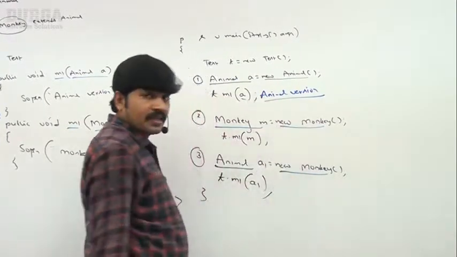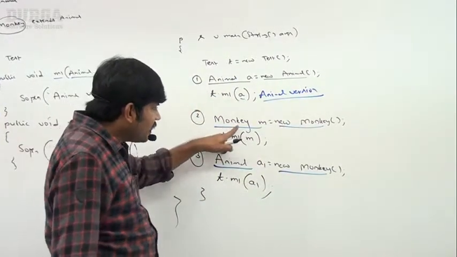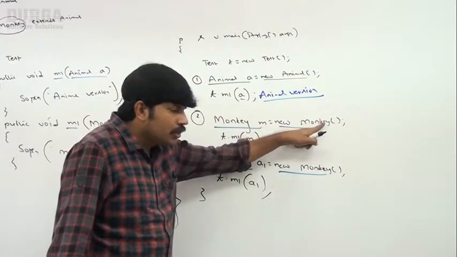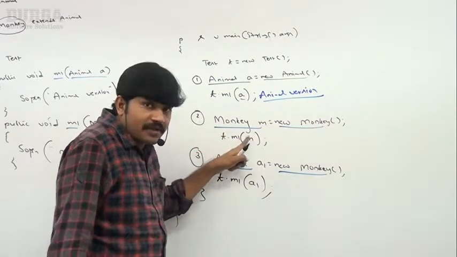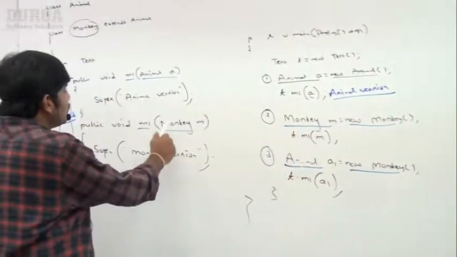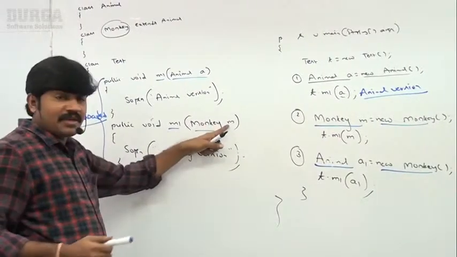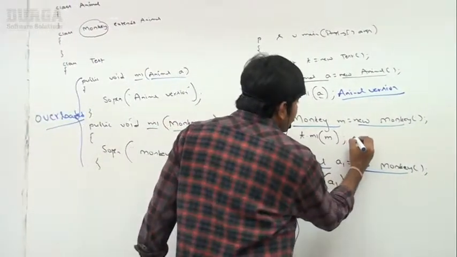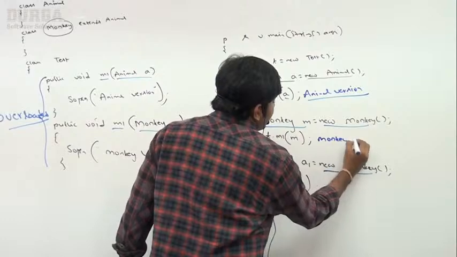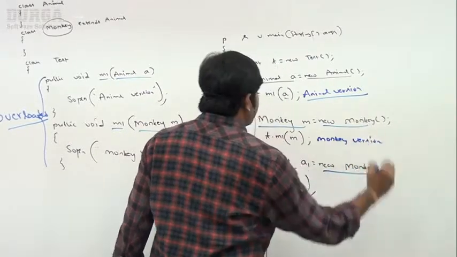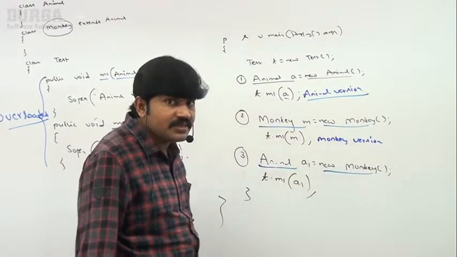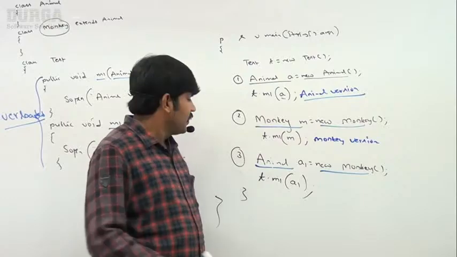Don't worry, sir. Next, Monkey m = new Monkey(). t.m1(m), sir. Monkey exact match is there. That's why, sir, monkey version. Monkey version like this, right? Dangerous thing, third one only.